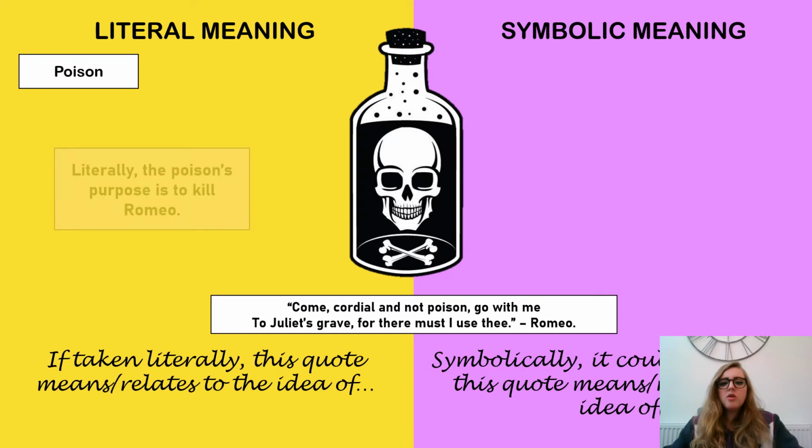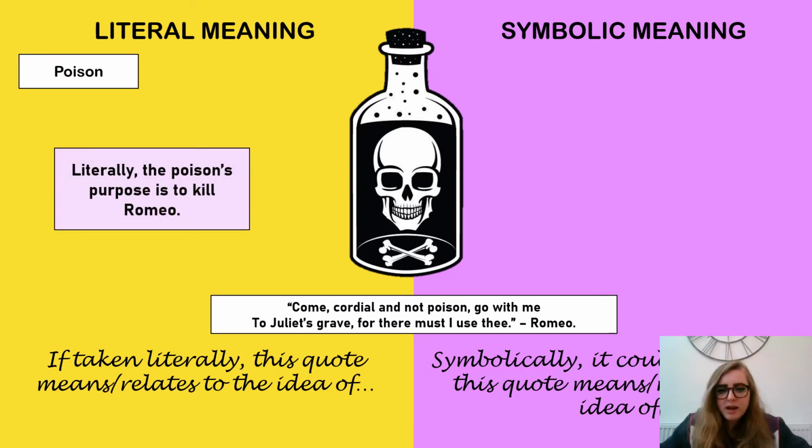Okay then, so we've got the poison. I just want to make a note here. It says, "Come cordial and not poison, go with me to Juliet's grave, for there I must use thee." Romeo is being quite clever here, because just before this he's at the apothecary, getting the poison, and they argue about how this isn't real poison.